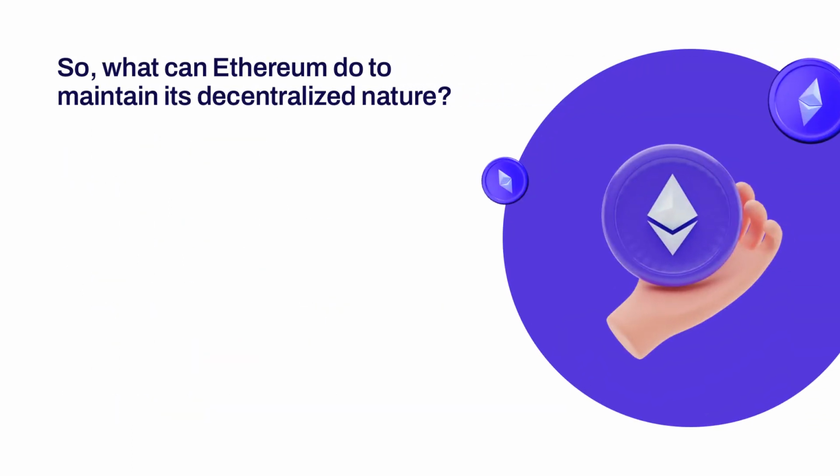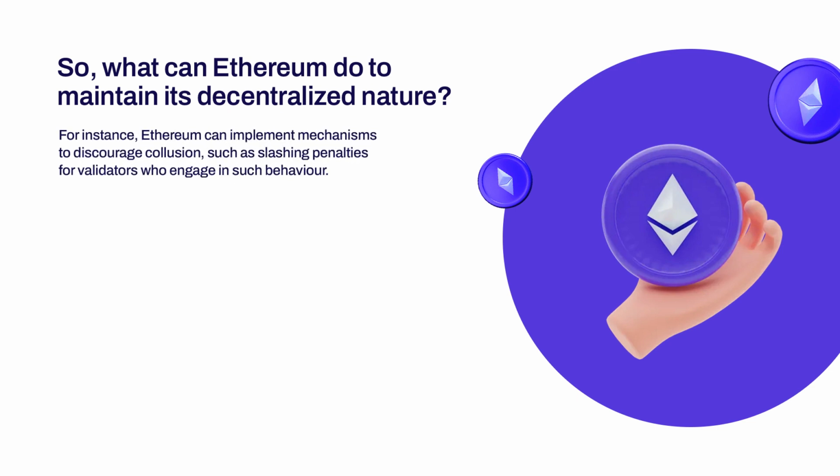So, what can Ethereum do to maintain its decentralized nature? Well, the first step is to acknowledge the issue and take proactive measures to address it. For instance, Ethereum can implement mechanisms to discourage collusion, such as slashing penalties for validators who engage in such behavior. Additionally, Ethereum can encourage more participation from smaller stakeholders to balance out the power dynamic and prevent any single entity from dominating the network.